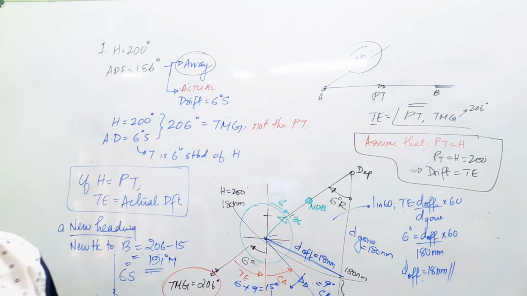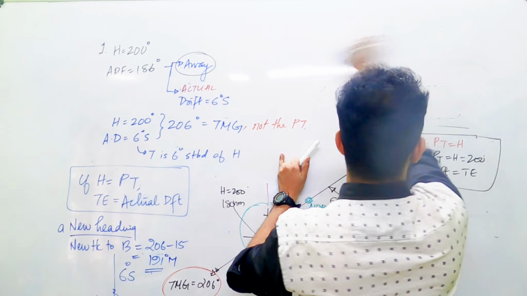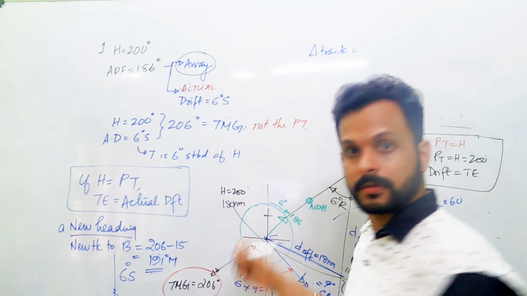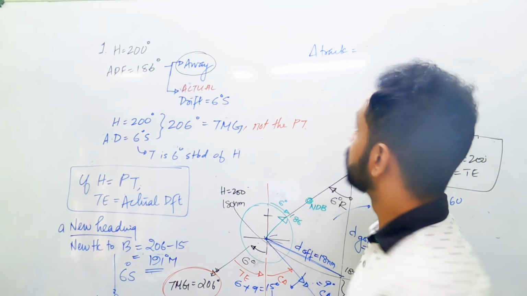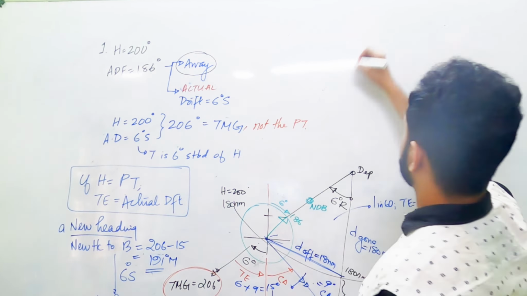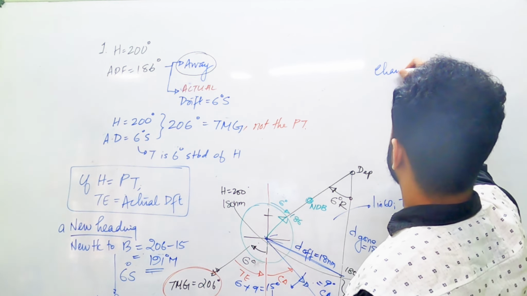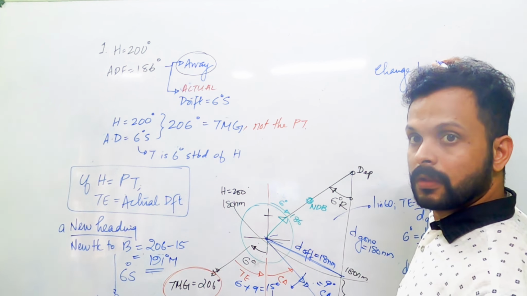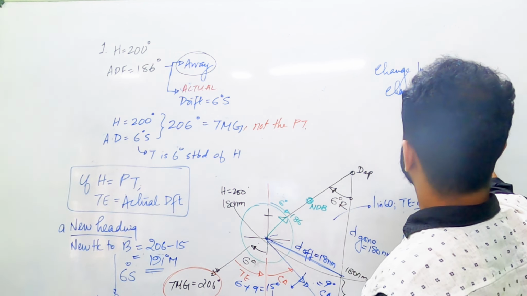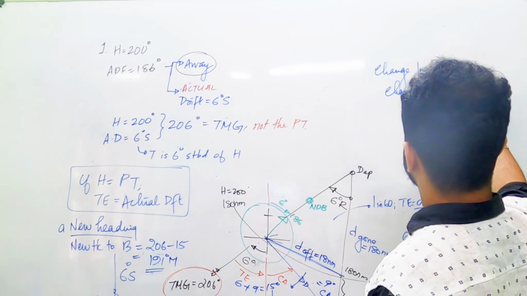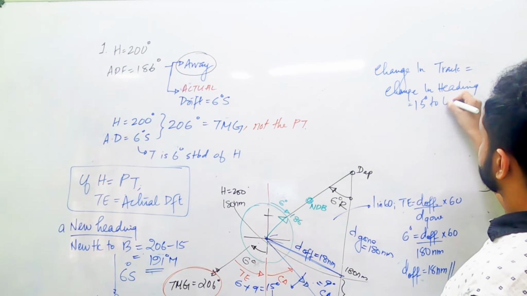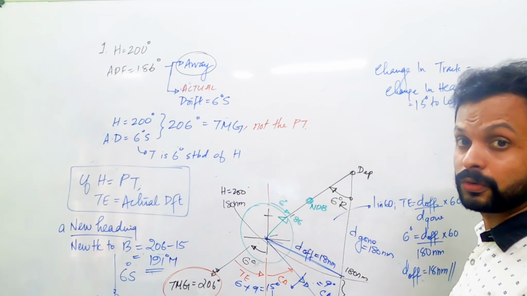Now there's a second method to do this, where we assume that track change is equal to heading change. Not assume that, it is correct. Track change is equal to heading change. Let's see that. So change in track, can you read this? Yes, you can read. Track change is equal to heading change. What is the track change here? 15 degrees to left. Therefore, what is the heading change? Heading change is also 15 degrees to the left.